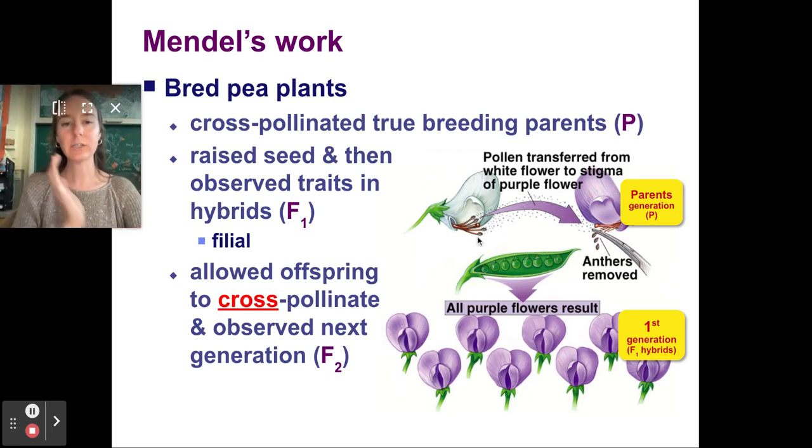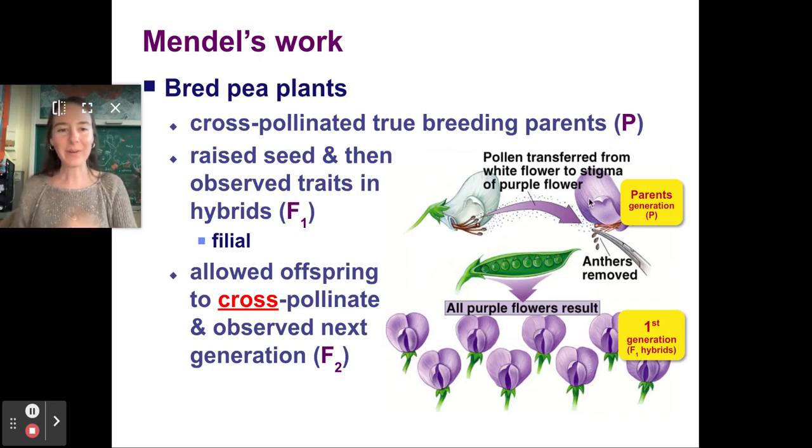Okay, so he took these true breeding parents and he basically cut off the anthers of this purple one, so to ensure that it wouldn't breed with itself. And he took a paintbrush and he dusted off the pollen from this white flower and pasted it here so that it would fertilize this purple flower. He raised the seeds that developed and he observed the traits. And what did he find?